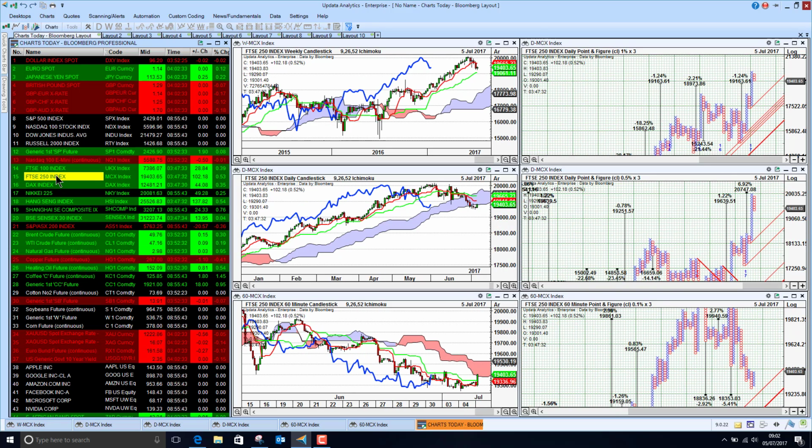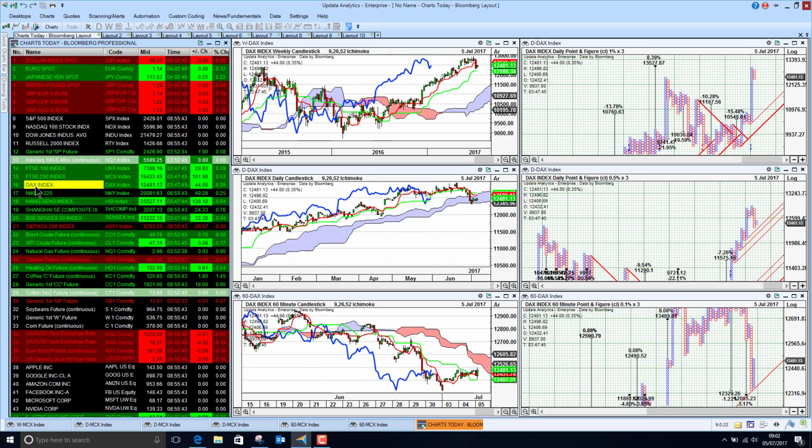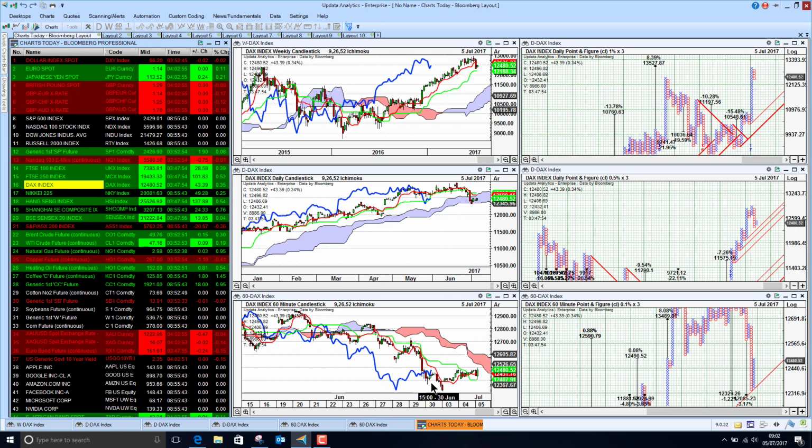Looking at the FTSE 250, we are just finding support on the cloud on the lagging line on the medium-term chart, but still bearish on the short-term chart. We have got downside potential of 3 and 5%. The DAX is still bearish as well. It's up this morning by 1/3%, and maybe finding some support on the cloud. But the medium term is bullish, but the short term is bearish.